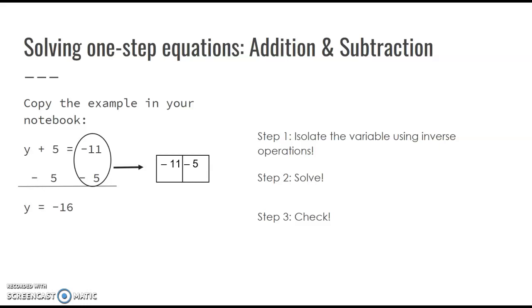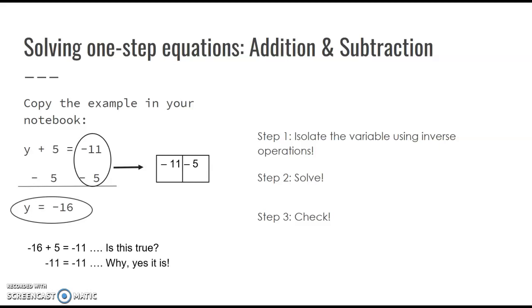Now, lastly, step 3, which is super important. You need to check your work. So if I plug in negative 16 into my equation, I get negative 16 plus 5 is equal to negative 11. Is this true? Why, yes, it is. If I add 5 to negative 16, I get negative 11. Negative 11 is equal to negative 11, which proves that negative 16 is the solution for y, okay?